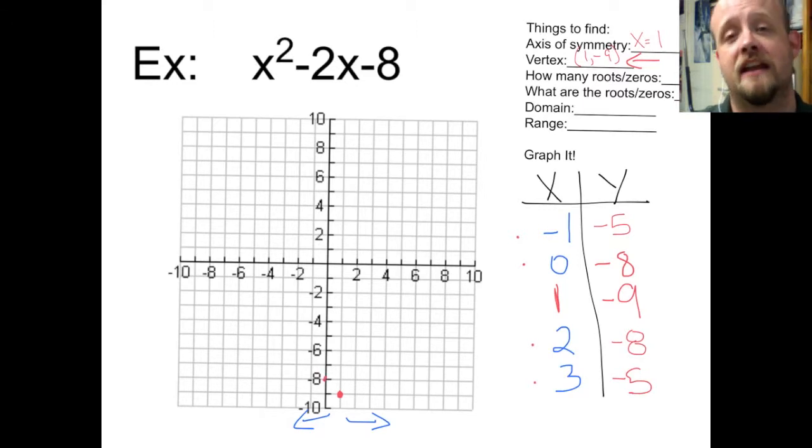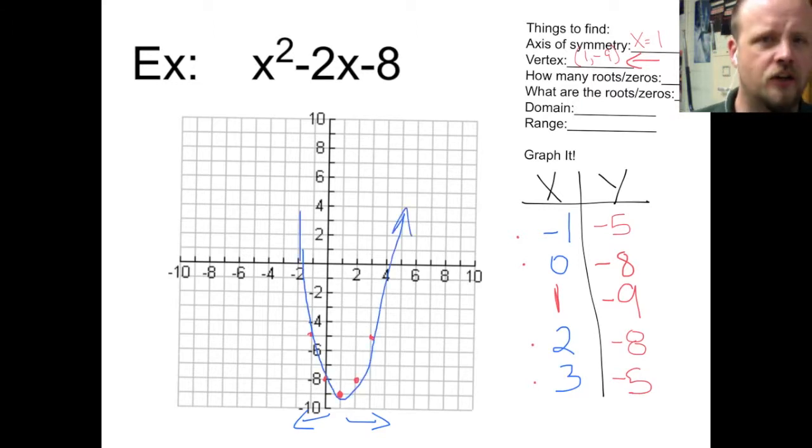From an x value of -1, we would drive down to a y value of -5. If we look at our positive half, we can look at our values of 2 and get a value of -8, and a value of 3 and get a value of -5. So all of this matches up, and that's exactly what we want to see. We can draw our nice little curve, and that's a pretty good approximation.